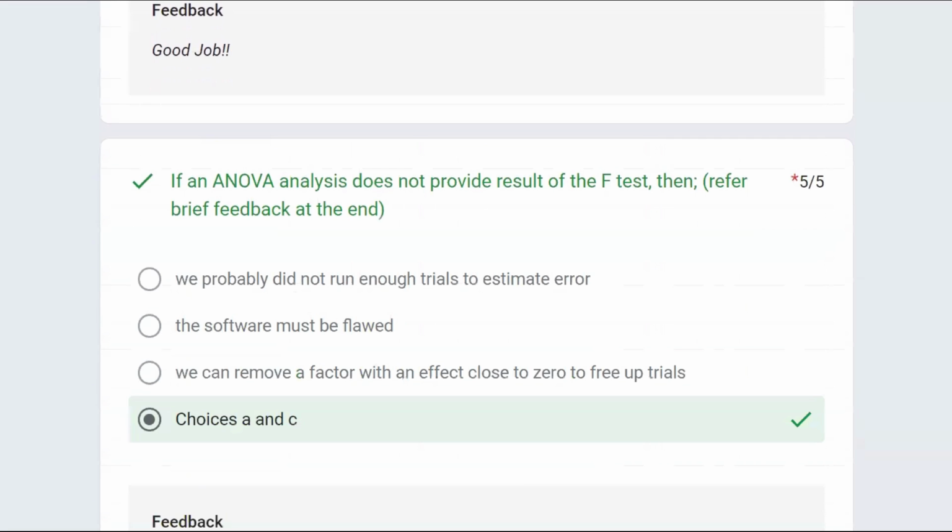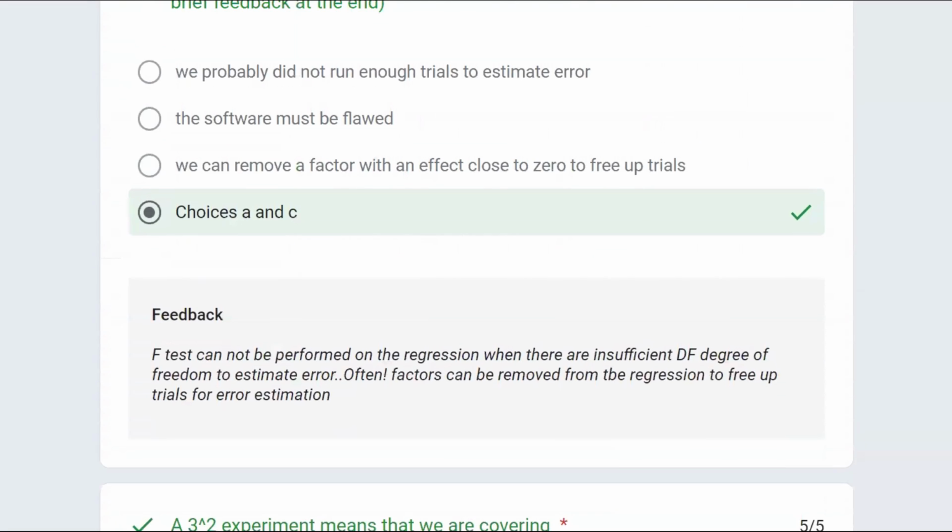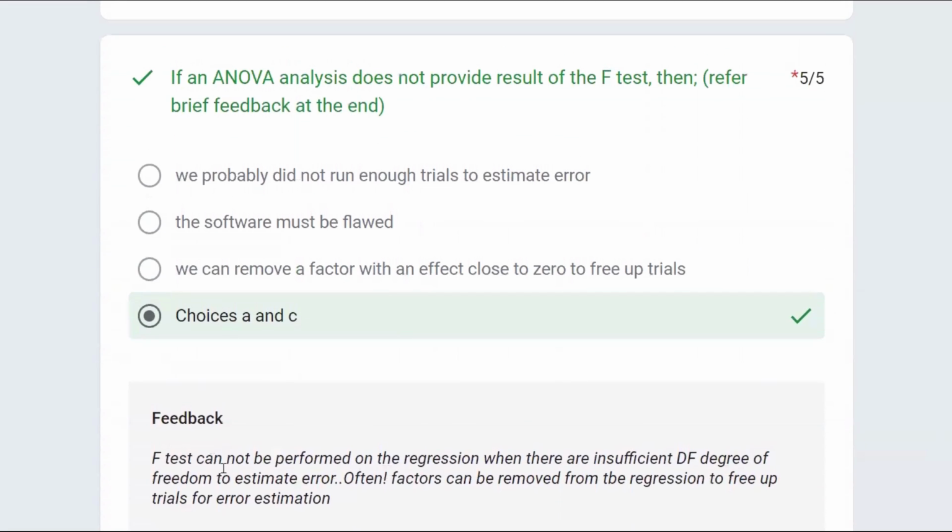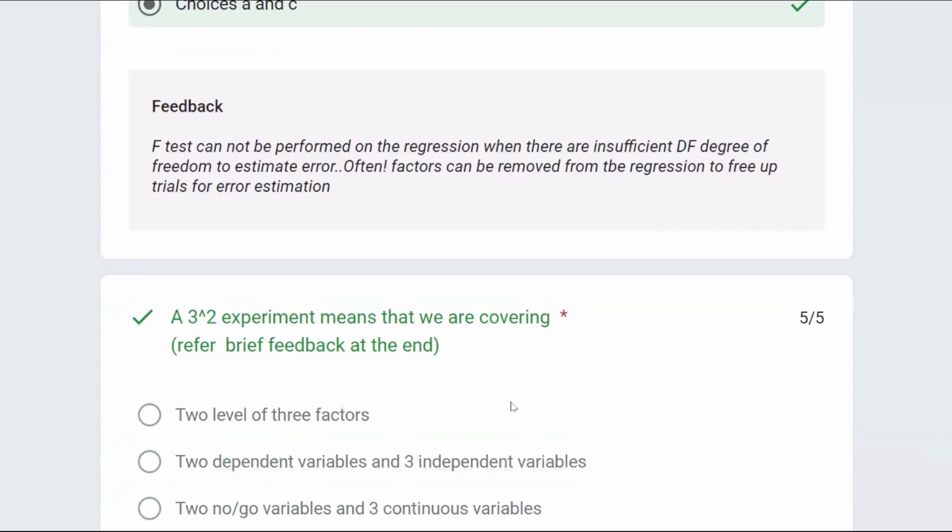So yeah, let's start from here. So ANOVA, one of the reasons is that the F test cannot be performed on the regression where there are insufficient degrees of freedom to estimate the error. Often a factor can be removed from the regression to free up the trials for error estimation.